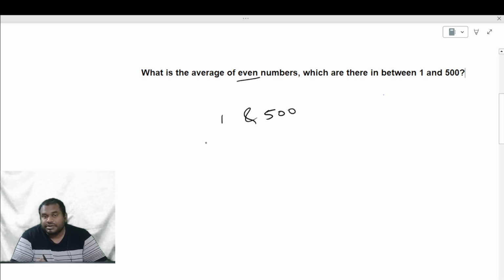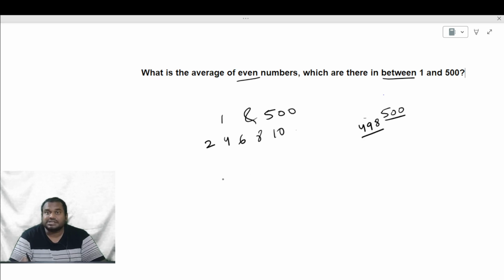So what are the even numbers in between 1 and 500? 2 is one even number, 4, 6, 8, 10, like that till 500. But we should not include 500 because they said in between. If they said included, then you would have to include it. So the number which comes before 500 and is even is 498. Even numbers means the common difference is the same, here 2.